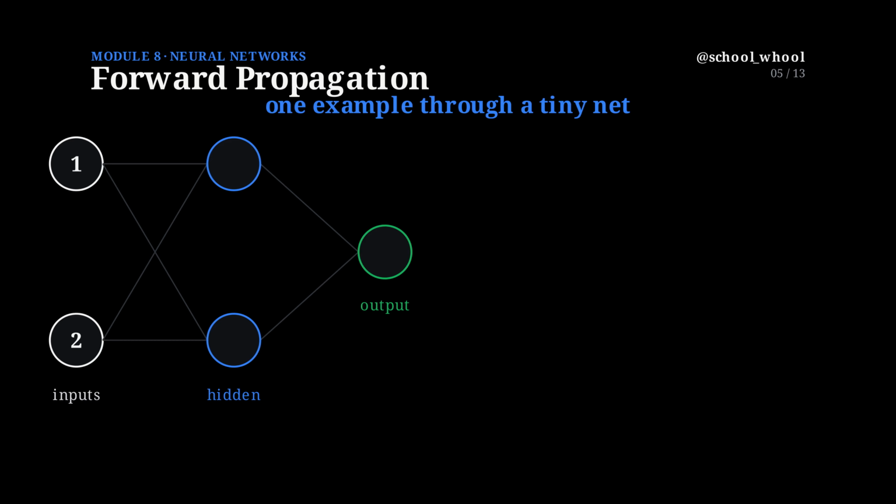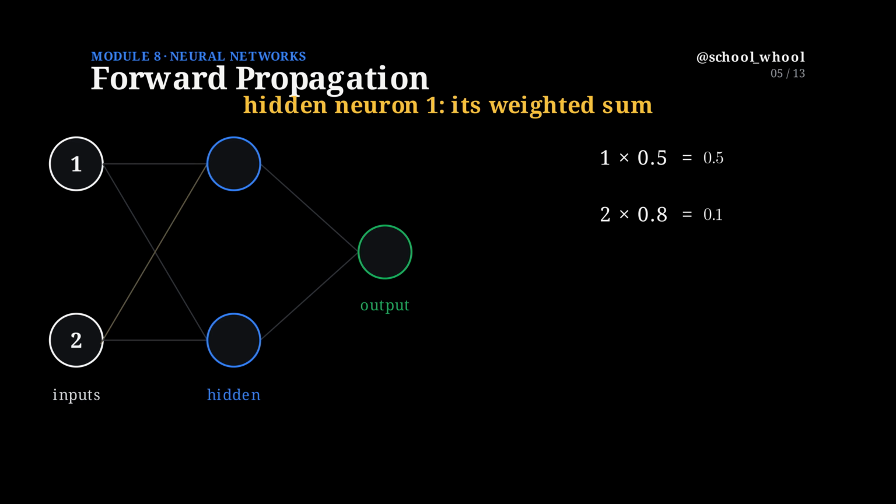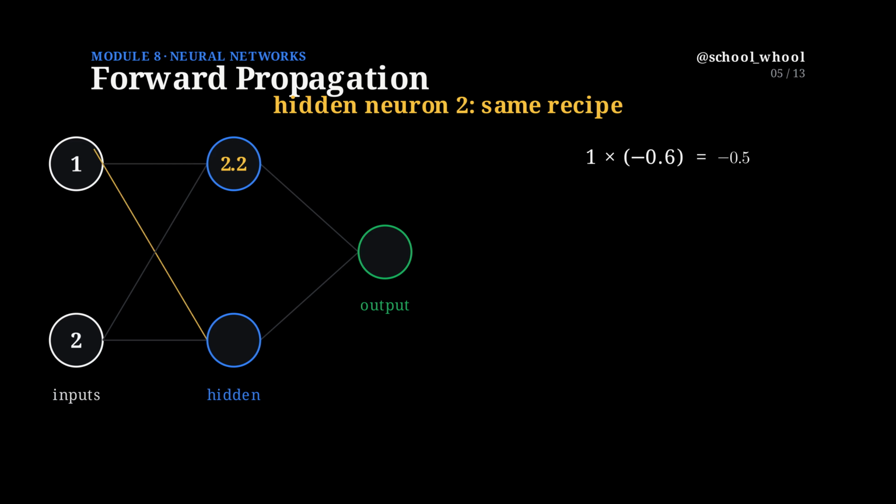Start with the top hidden neuron. It does exactly what one neuron does. Multiply each input by its weight, and add them up. 1 times 0.5 gives 0.5. 2 times 0.8 gives 1.6. Add the bias of 0.1. The running total climbs to 2.2. That's this neuron's Z.